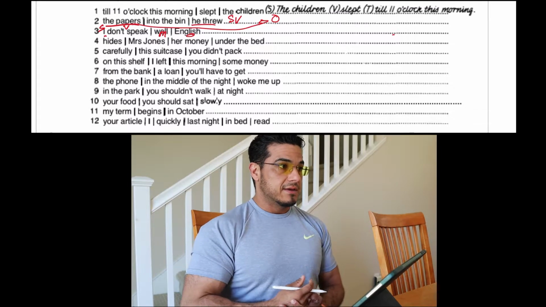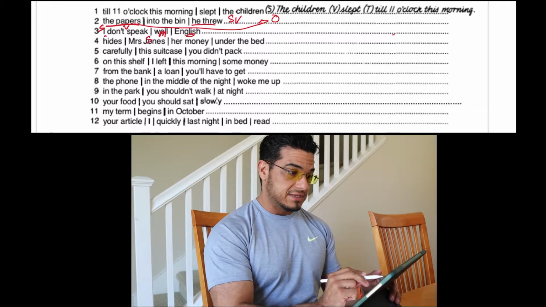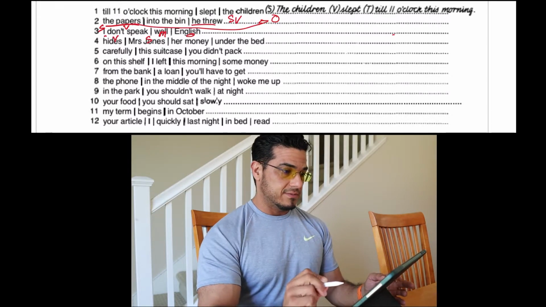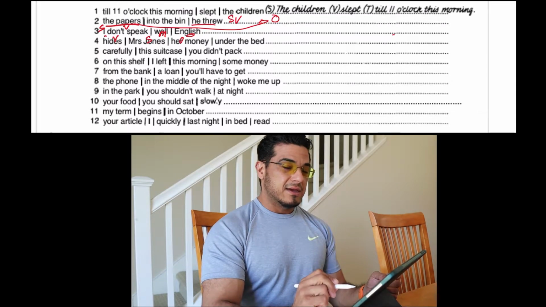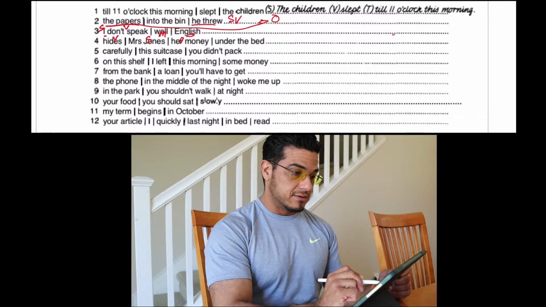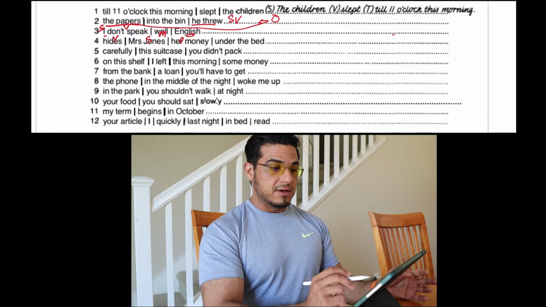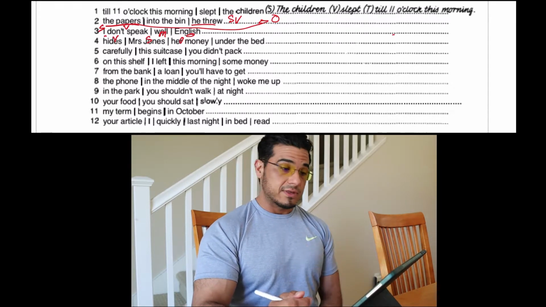Number 4, hides Mrs. Jones her money under the bed. Well, we know Mrs. Jones is our subject. That's our focus of the sentence. Well, okay, what is she doing? Well, we know she hides. That's our verb. What is she hiding? What's the object? It's her money that she's hiding. And where does she hide it? That's going to be under the bed. You can look at that as like a preposition, right? Under. It's also, I guess, a prepositional phrase. So under the bed is where she's stowing that money.